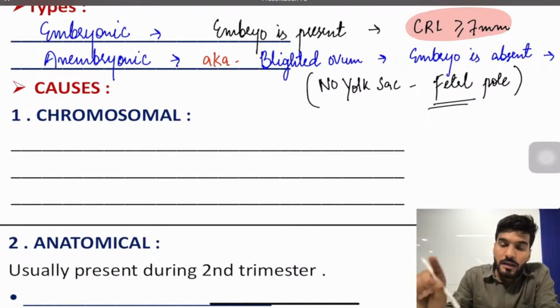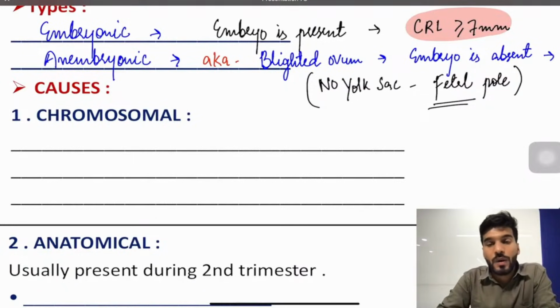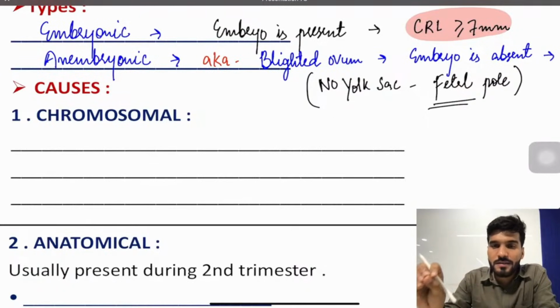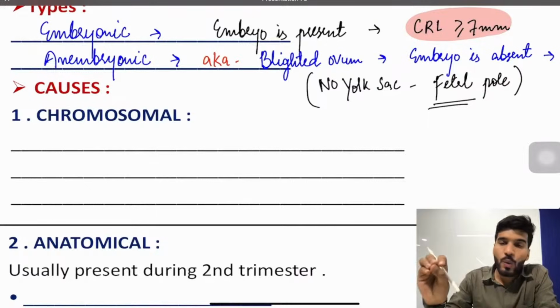The second thing is that there are two types of abortions. First is the embryonic abortion, in which the embryo is present. That's what we will understand: what is a missed abortion, complete abortion, incomplete, inevitable, and threatened. Anembryonic means the embryo is absent, there is no fetal pole, no yolk sac, the gestation sac is more than 25 mm, and the embryo is absent. That is an anembryonic abortion. We also call it a blighted ovum.